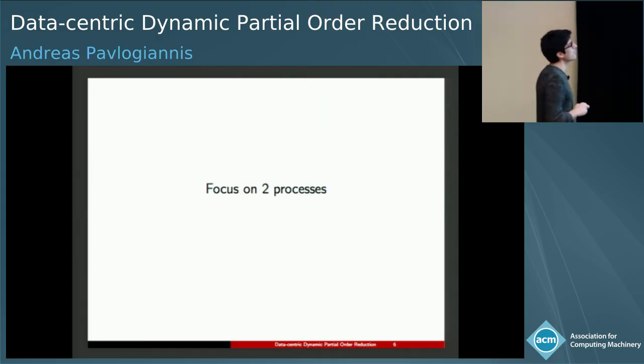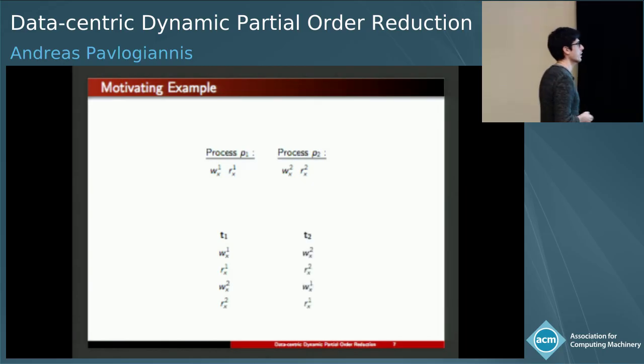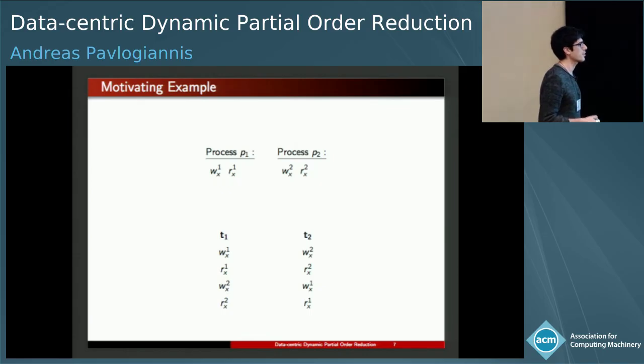Let me try to give you the idea behind our work through a simple example. Say we have this simple concurrent system. It consists of two identical processes, P1, P2, and each one of them first writes to a global variable x, and then it reads from it. Let's look at two different executions of this system, T1 and T2. In T1, the first process executes and completes, and then the second goes.